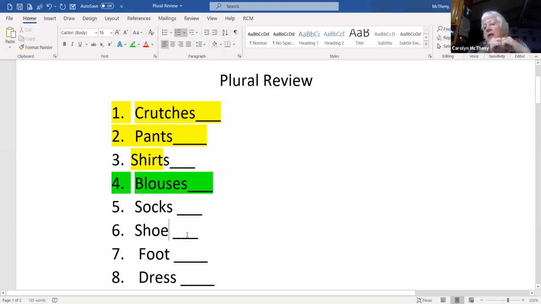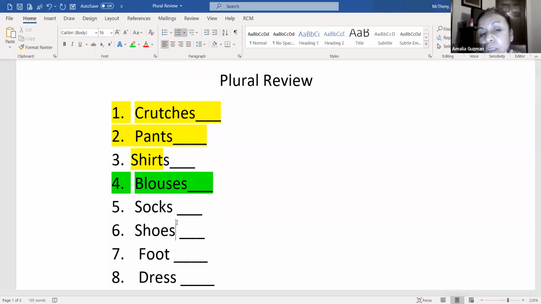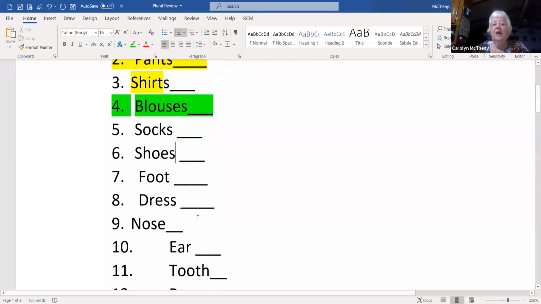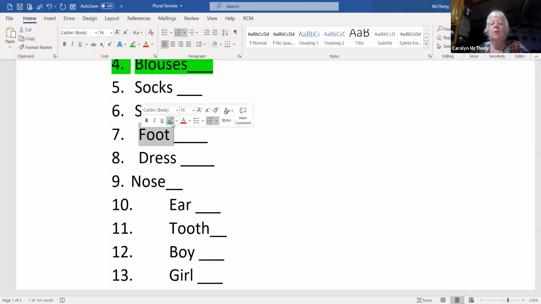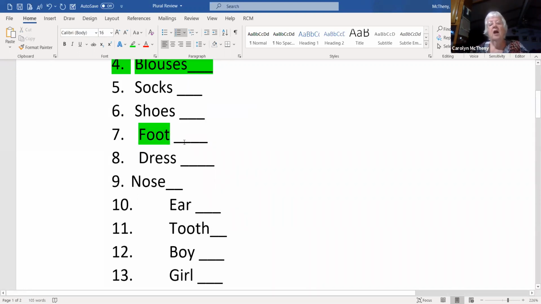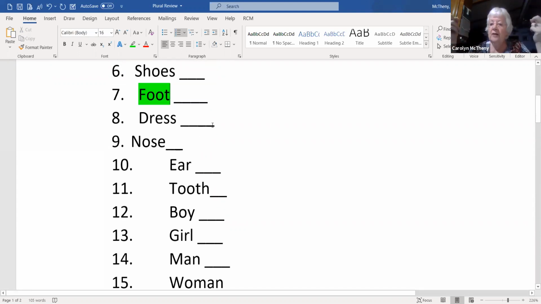Now this one's tricky. This one's very tricky. We have some, remember, that we talked about that are irregular. You don't just add an S, you don't add an ES. So in number 7, if you have 1 foot, how do you make it 2 feet?